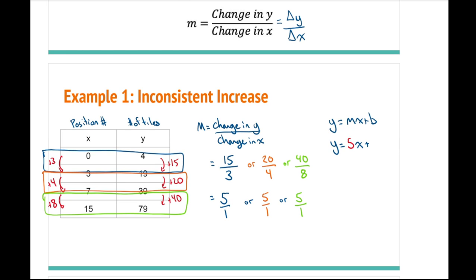In order to find our constant, we look at when x equals 0. So again, we can see it from our table, x equals 0, y is 4. So that means our b value is 4. So again, that's where we can look at our table to find that b value. And then we have our equation, y equals 5x plus 4.